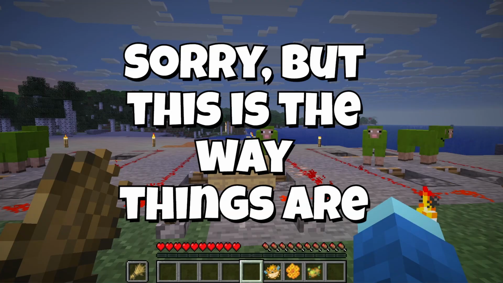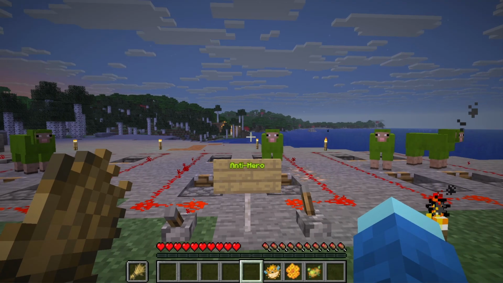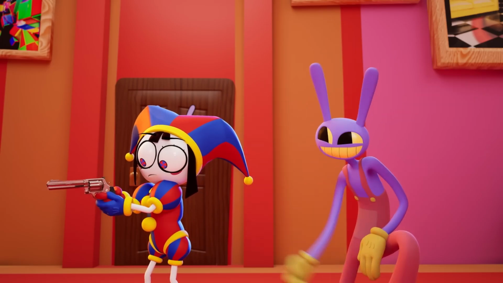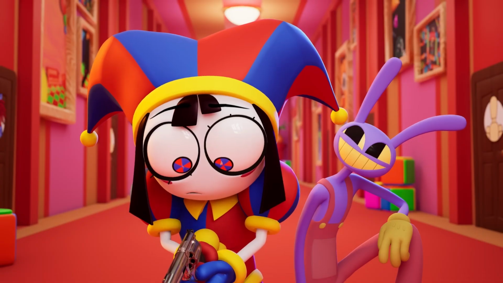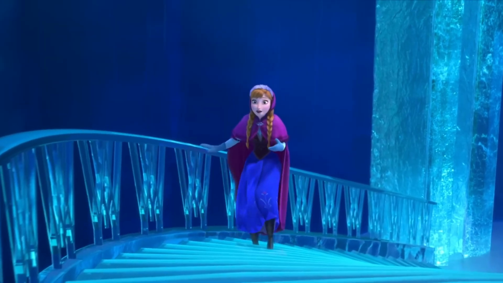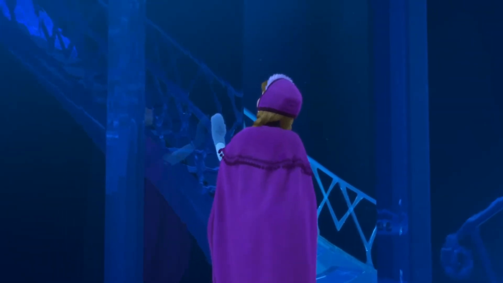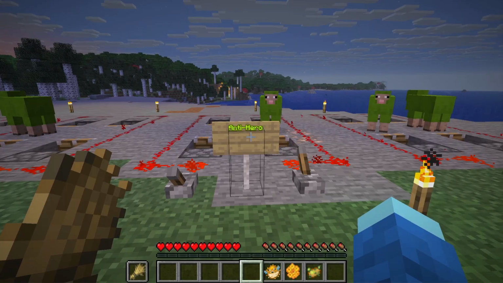The quote for this one would be, "Sorry, but this is the way things are." Not really as an apology, but more justifying bad actions, and sometimes even without the apology, depending on the anti-hero character. Often these characters accidentally get themselves too deep into their problems, unfortunately, that the main protagonist has to help them out. Think of Jax from The Amazing Digital Circus.